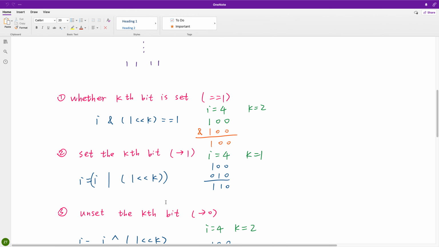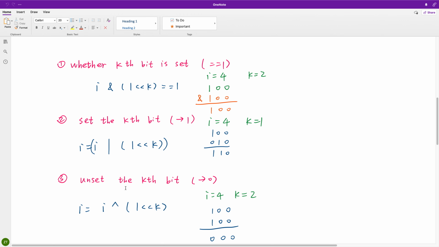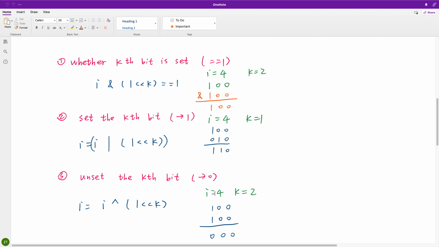On the opposite, if we want to unset the kth bit, changing it from 1 to 0, how should we do it? We should use XOR. Still this example, i equals 4, which is 1, 0, 0. And we want to unset the bit at k equal to 2, counting positions 0, 1, 2.